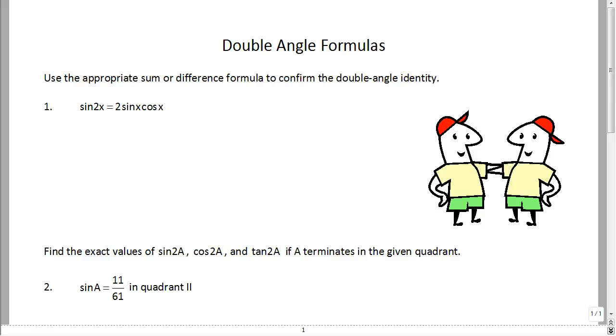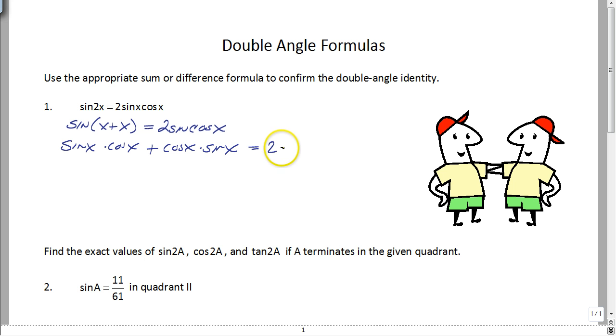So first thing we're going to do is prove that sine of 2x is equal to 2 times the sine of x cosine of x. To do that, we're just going to split the first part into sine of x plus x. And now, of course, that means we're going to use the sum of sines formula, which is sine x times the cosine of x plus the cosine of x times the sine of x. And that's still equal to 2 sine x cosine x.